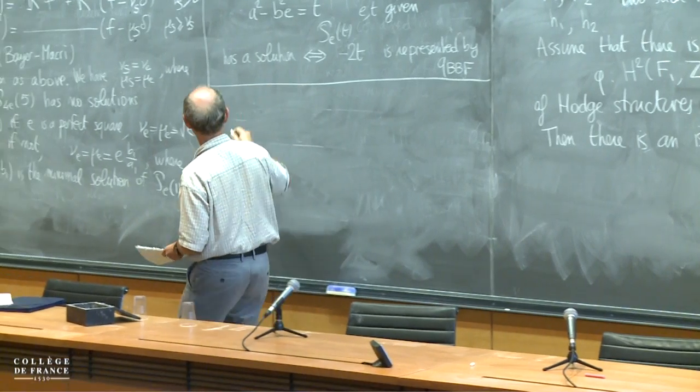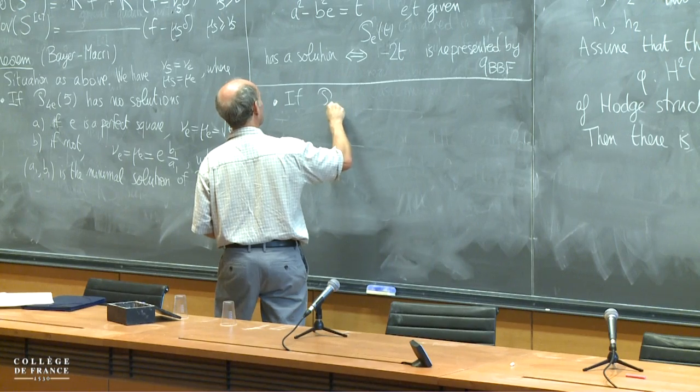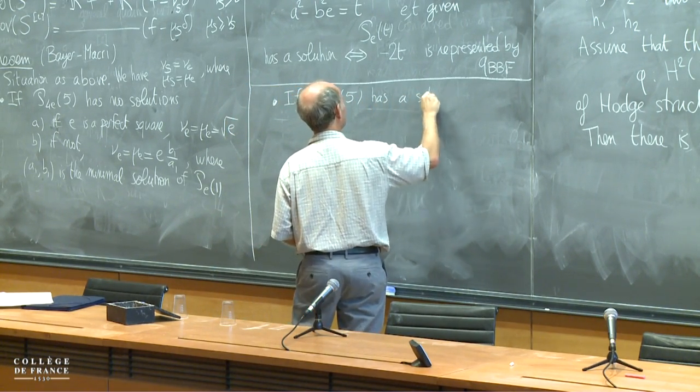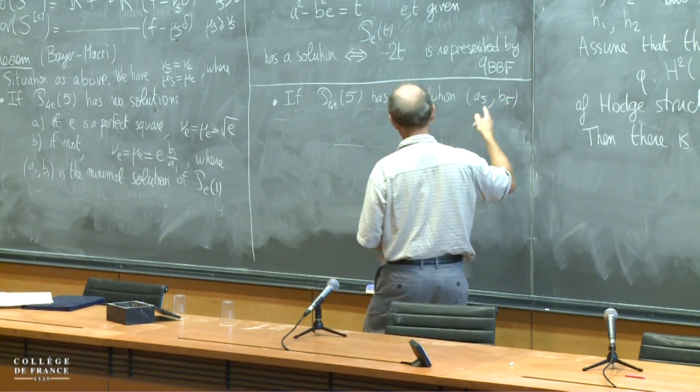Okay, and so the last case is if this equation has a solution, let's say (a_5, b_5), which I assume to be minimal.